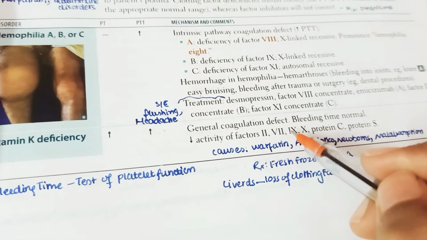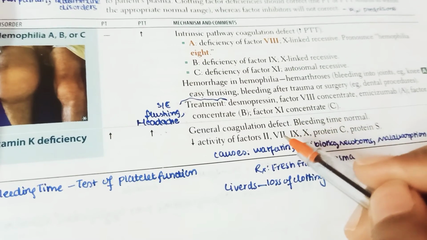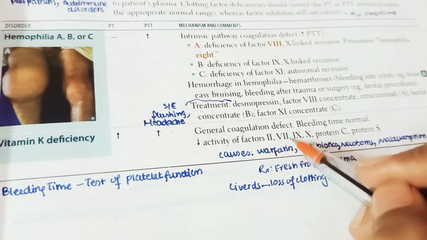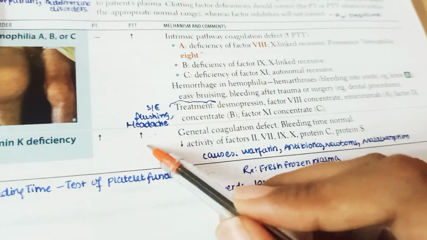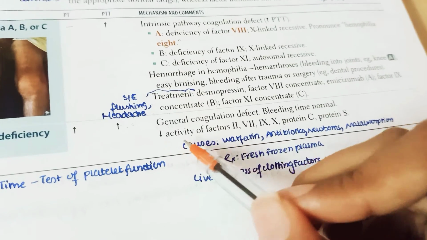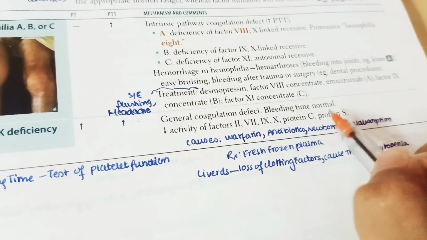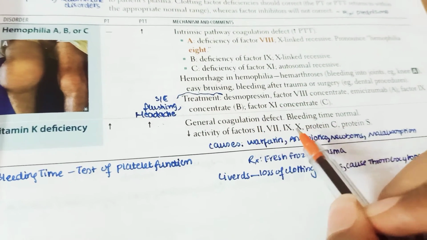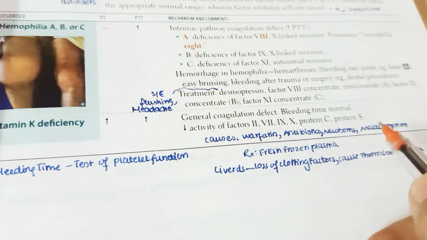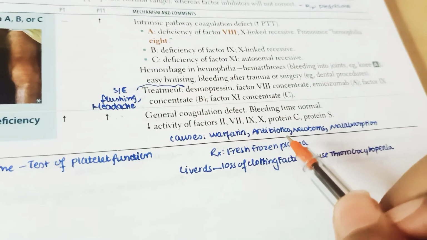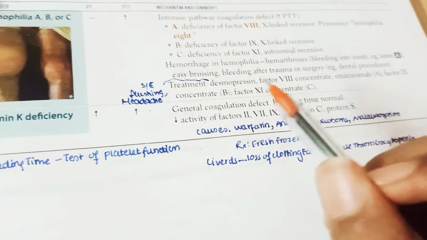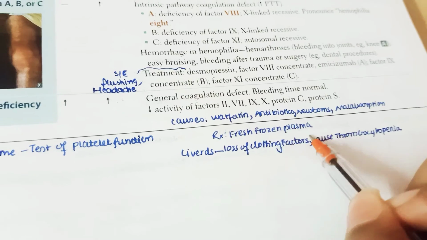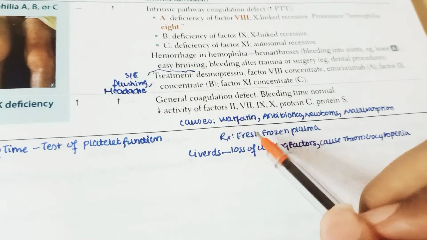Here factor 9 is related to the intrinsic pathway and factor 7 to the extrinsic pathway. So both extrinsic and intrinsic pathways are involved, and both PT and PTT will be increased. That is important. Actually, protein C and protein S activities also decrease in vitamin K deficiency, because 2, 7, 9, 10, C and S are all dependent on vitamin K. Causes are warfarin, antibiotics, newborn status, and malabsorption. Bleeding time is a test for platelet function, and treatment is fresh frozen plasma. So whenever there's vitamin K deficiency, we should give fresh frozen plasma.